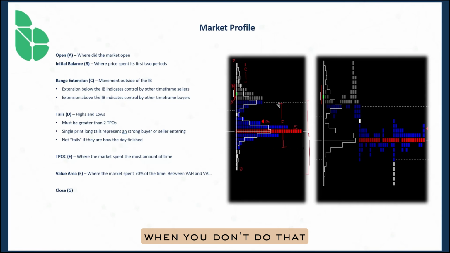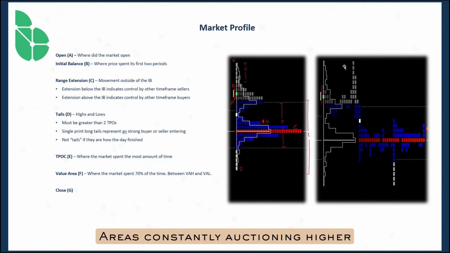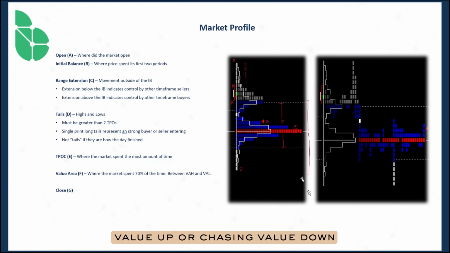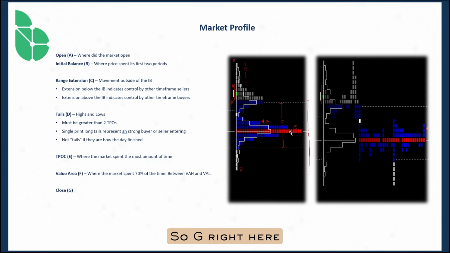There's a lot of times when you don't do that at all. You auction above value, you auction below value, you're accepted below, you're accepted above, and you move on to create a new value area. And in a trend, we're going to see that this is just a period of value areas constantly auctioning higher or auctioning lower. You're chasing value up or chasing value down. And then the close is G, all right? So G right here, and I have mine indicated by this red triangle.